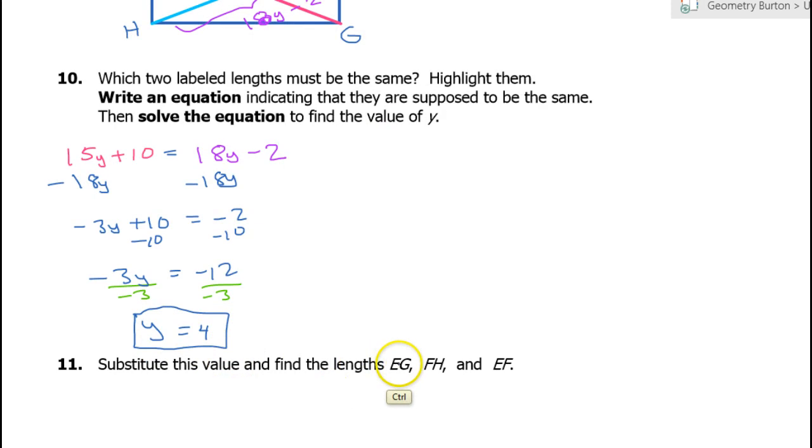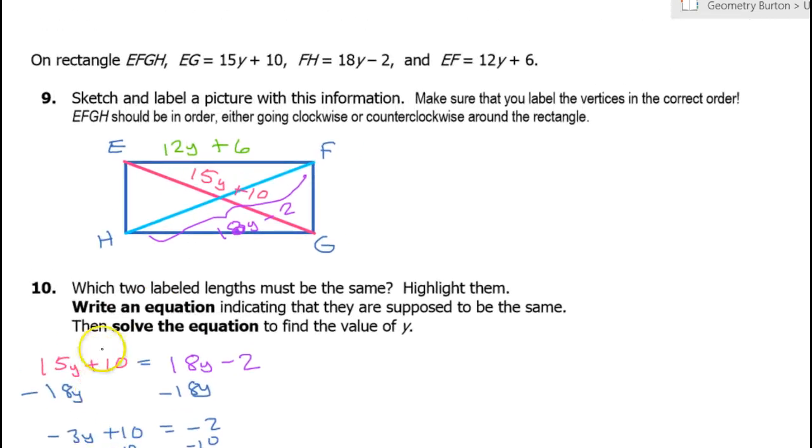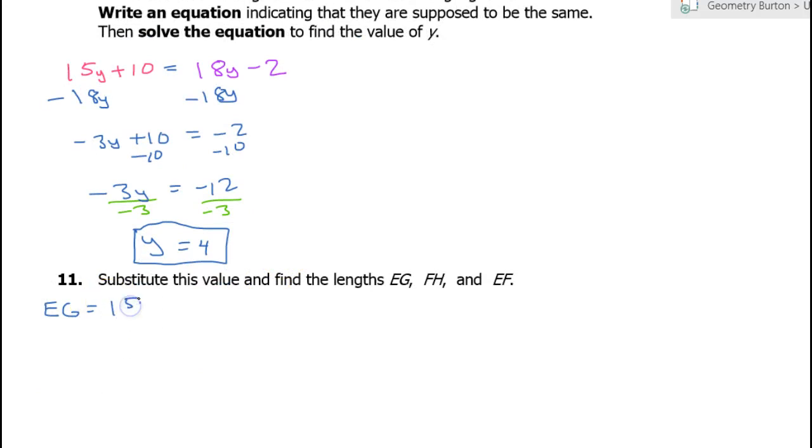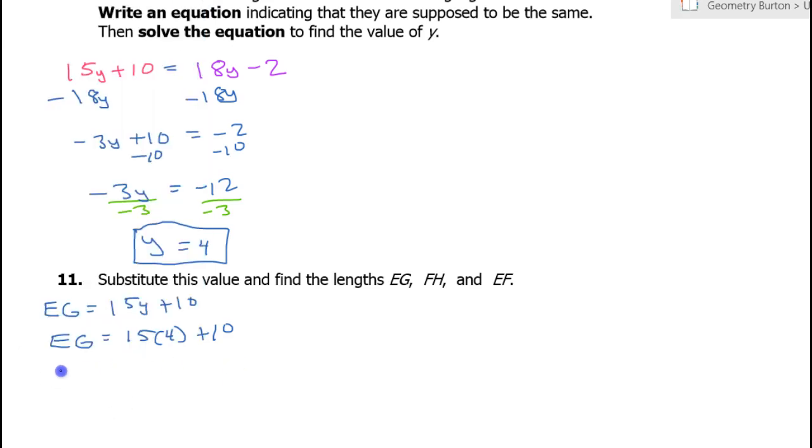Substitute this value and find the lengths of EG and FH and EF. Okay, so let's see, EG should equal 15y plus 10. Okay, so EG should equal 15 times 4 plus 10. All right, so EG is equal to 70.